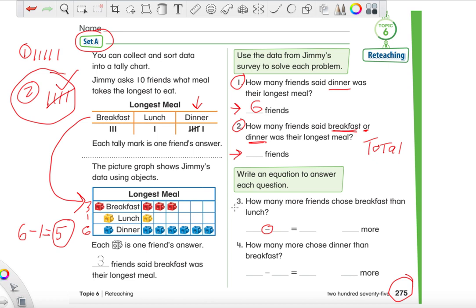So let's go over number 3. I'm going to read it. I want you guys to try it, and then we'll go over it together. It says, how many more friends chose breakfast than lunch? So you're comparing the red cubes and the yellow cubes. Go ahead and give that one a try. How many more friends picked breakfast than lunch? We're comparing. Give you guys a quick minute.